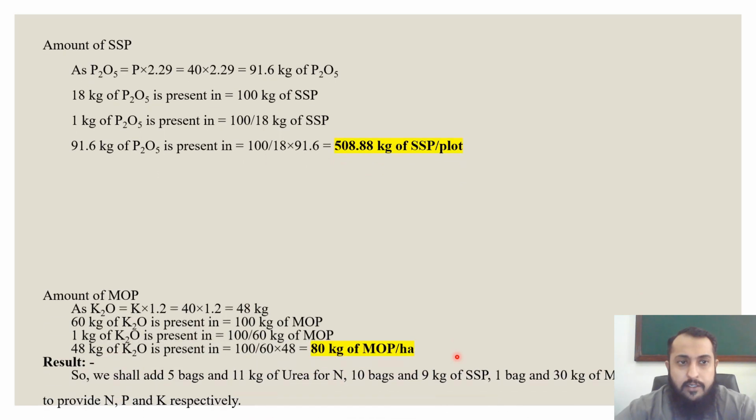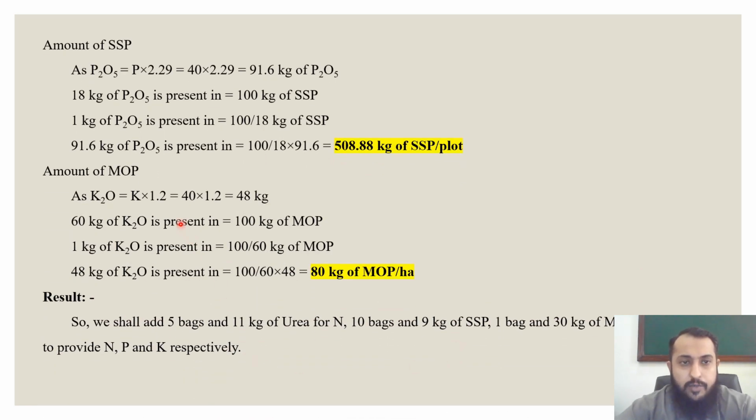Similarly, the amount of SSP should be calculated, but before that, we should convert the recommended dose of phosphorus into P2O5 by multiplying with a factor of 2.29. So in this case, the recommended P2O5 is equal to 91.6 kilogram. Again, 18 kilogram of P2O5 is present in 100 kilogram of single superphosphate. 1 kilogram of P2O5 is present in 100 divided by 18, and 91.6 kilogram of P2O5 is present in 100 divided by 18 multiplied by 91.6. So the answer is 508.88 kilogram of single superphosphate per hectare.